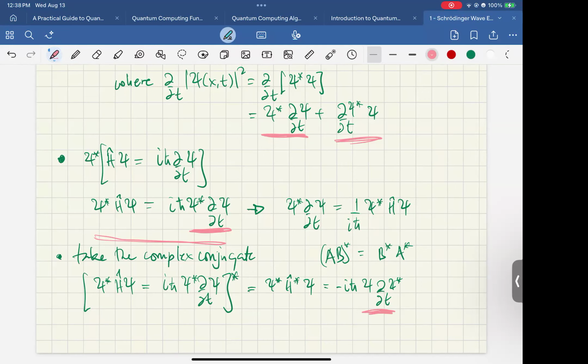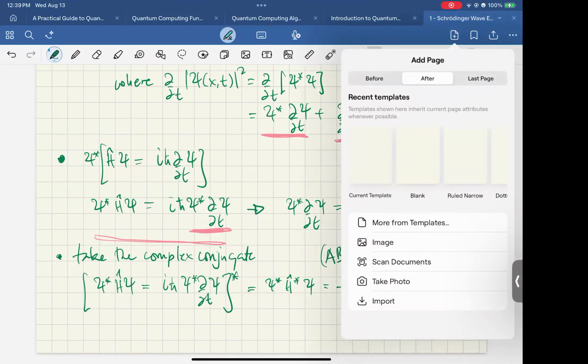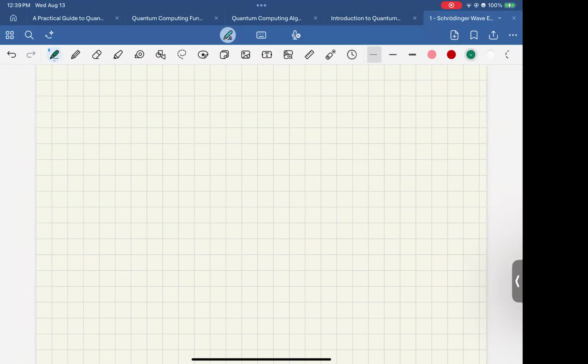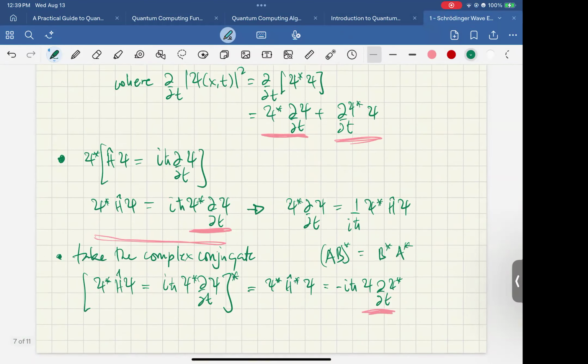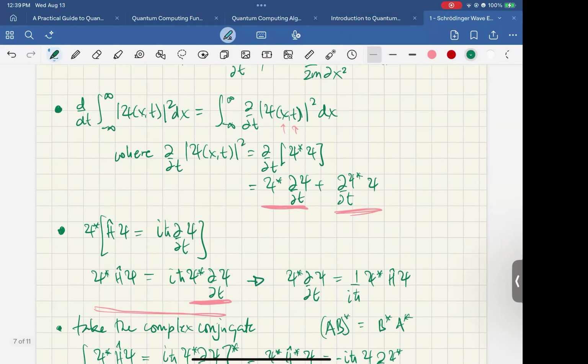This is now the second term. So for the second term, the partial with respect to t of psi star psi is equal to 1 over iħ negative, then psi star, H star, and then psi. So this whole expression now is inside the integral.